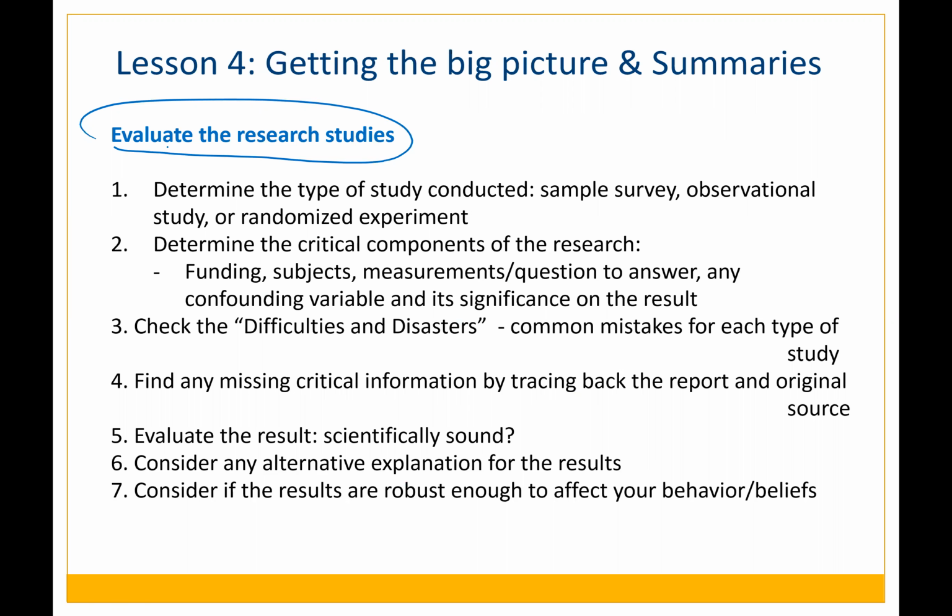The process to evaluate research studies, and also to come up with the correct method to do it, is that first you determine the type of study conducted. Is it a survey, an observational study, or a randomized experiment? Then we find out exactly what question you're trying to answer. Say you want to study the effects of height, or some characteristic, identify it here, and also any confounding variable.